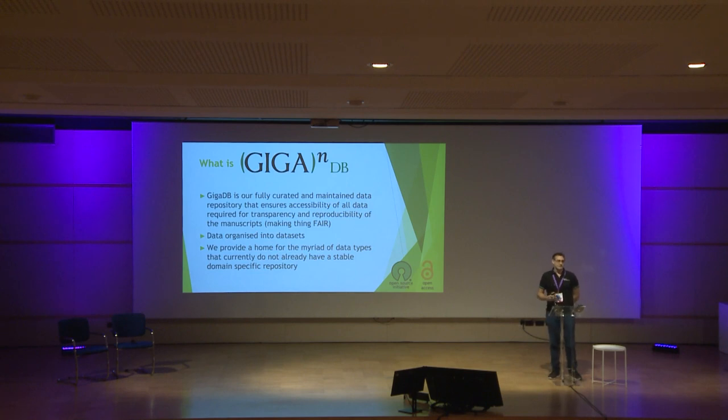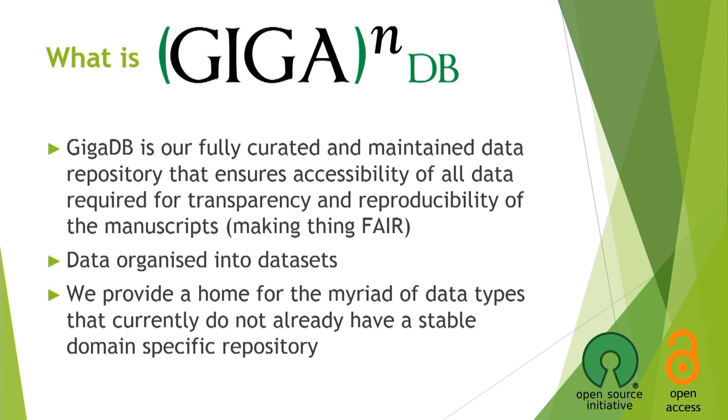So what is GigaDB? Well, it's a curated and maintained data repository that ensures all of the data associated with the papers published in either of those journals is transparent and reproducible and basically FAIR. That's what we're aiming at, is to make things FAIR. So we organize the data into data sets. Normally, that is one data set per manuscript, although occasionally we slice things down. If it makes more sense to have multiple data sets for a manuscript, we can do that as well. It's done on a case-by-case basis.